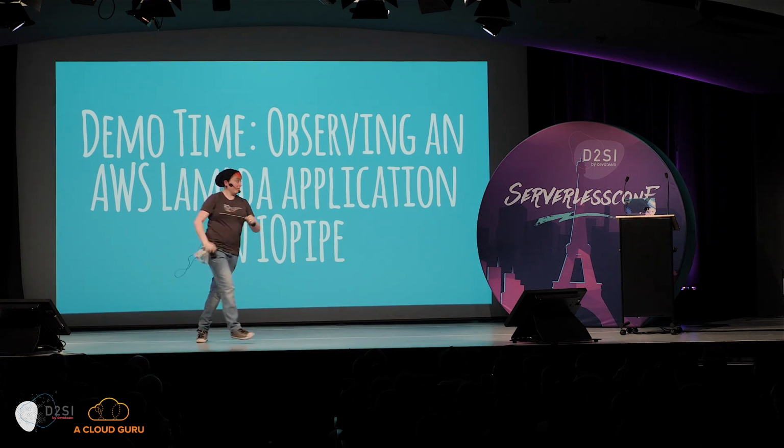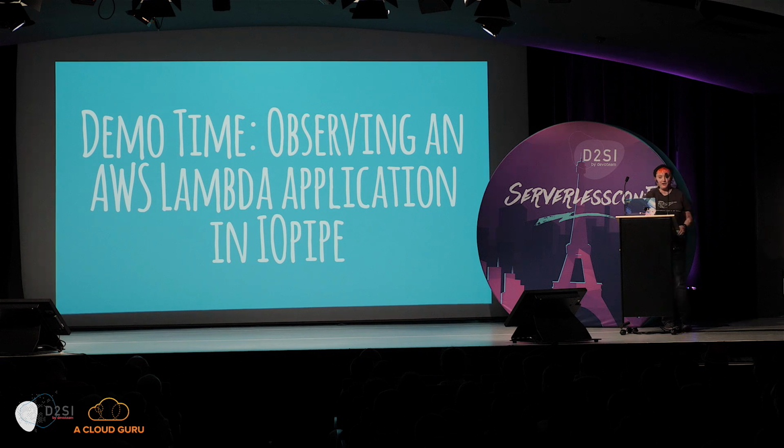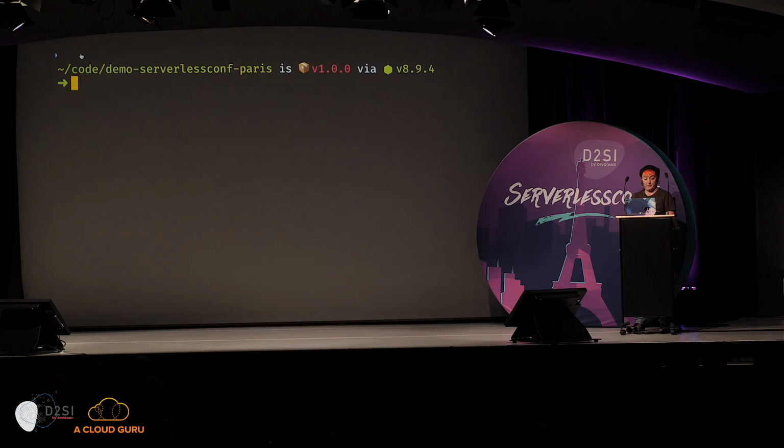Which is now, actually. I remember that now. I took out a slide. So I'm going to do some live coding, because when has that gone wrong? I'm going to show you observing an AWS Lambda function in IOpipe.